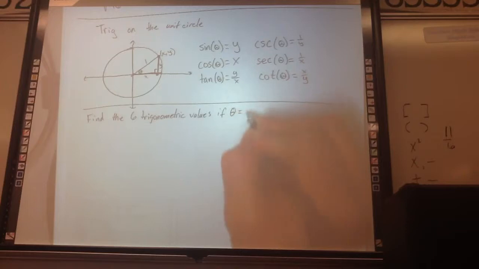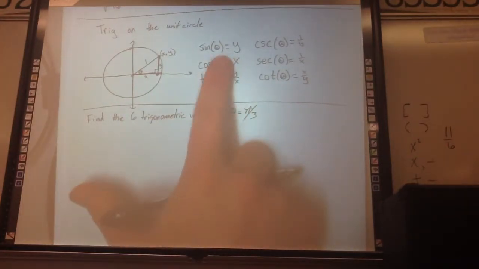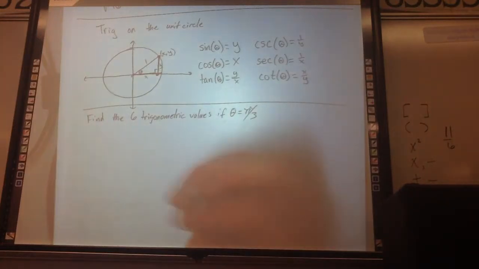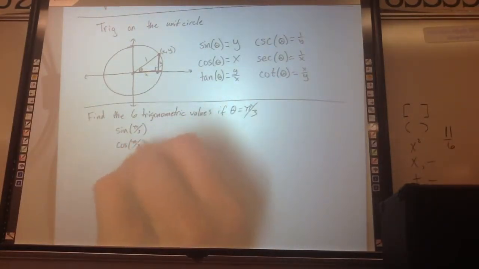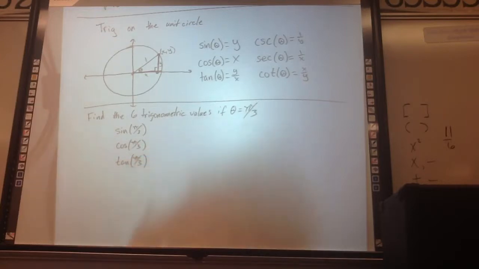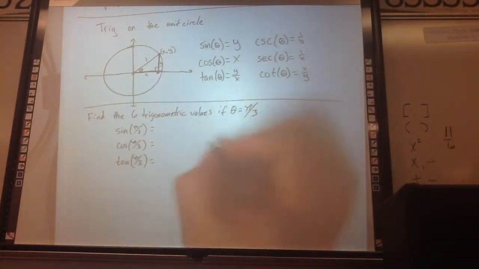If theta equals pi over 3. So I'm just saying, if you know your angle's pi over 3, what's the sine of pi over 3, the cosine of pi over 3, tangent of pi over 3? We're going to find all these values if our angle is pi over 3. Pi over 3 is an angle, right? So it's like plugging it in. You could plug it into the calculator, but it'll give you a decimal.